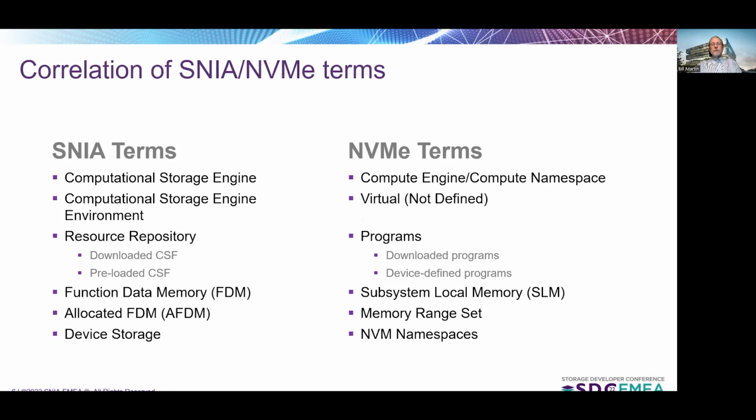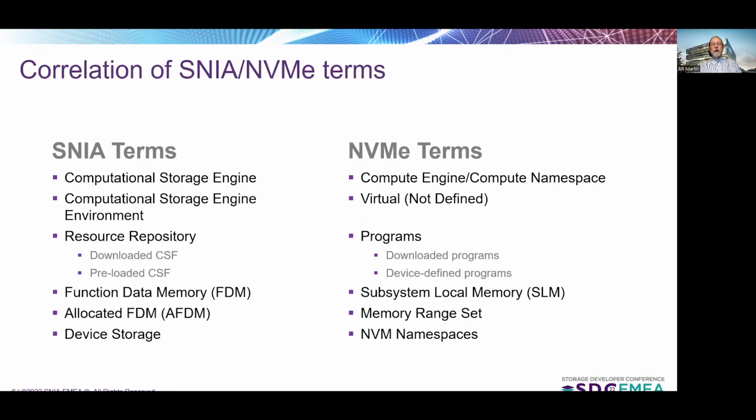One of the big differences between the SNIA model and the NVMe model is that the resource repository in the SNIA model is a global repository that is available for any computational storage engine. In the NVMe model, the programs are downloaded or defined on a per compute namespace basis, and therefore on a compute engine basis.